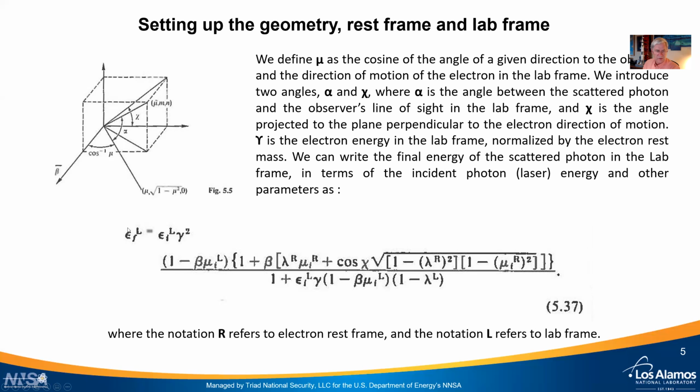And so here's the energy scattered of the photon in the lab frame, the final energy compared to the initial energy of the photon also in the lab frame, times this factor involving beta and direction cosines, mu, and gamma. R refers to the electron rest frame, and L is the lab frame.